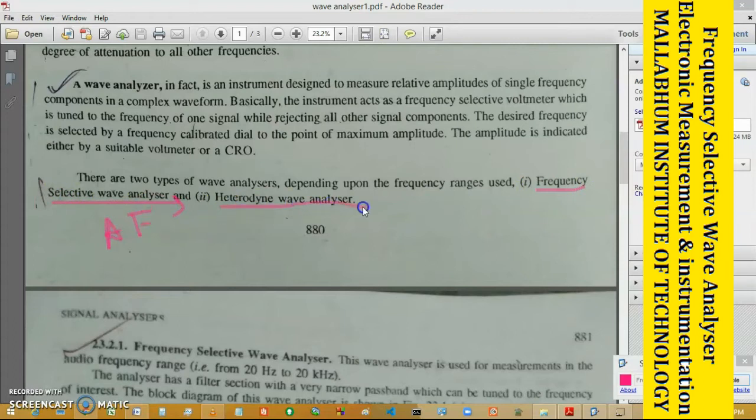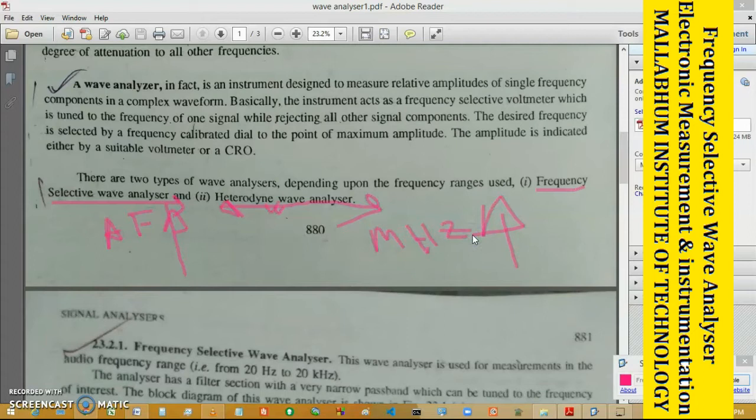And the heterodyne wave analyzer works on the principle of heterodyne, or the mixing principle as in the case of communication, and its range is quite higher, in the megahertz range. Okay, that means the purpose of these two classifications is only based on the frequency.